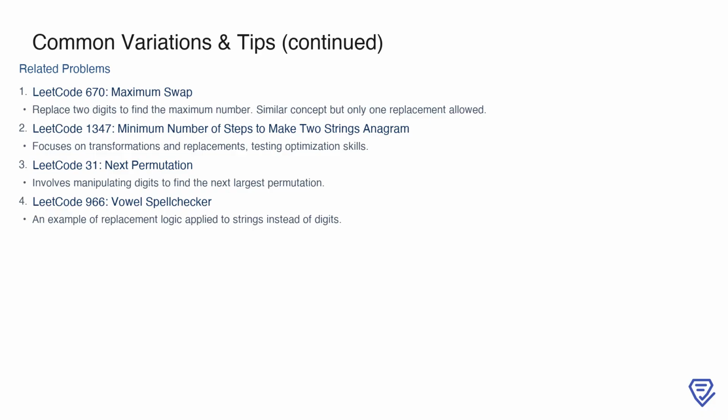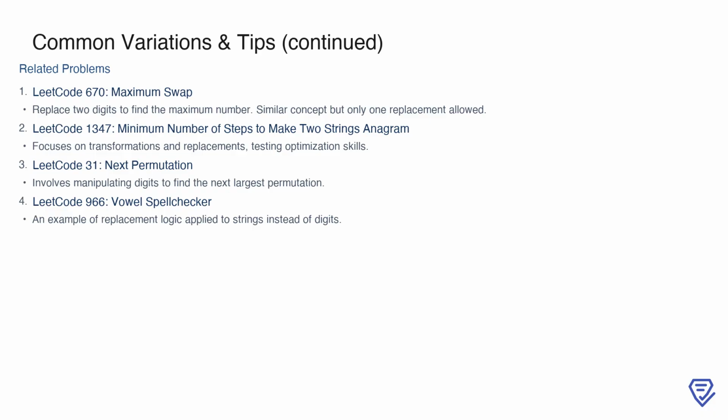Another related problem is LeetCode 1347, minimum number of steps to make 2 strings anagram. While it focuses on strings rather than digits, the emphasis on transformations and optimization skills is similar. LeetCode 31, next permutation, is another interesting example, where you manipulate digits to find the next largest permutation. Finally, LeetCode 966, vowel spellchecker, provides a broader application of replacement logic, this time applied to strings instead of numbers.